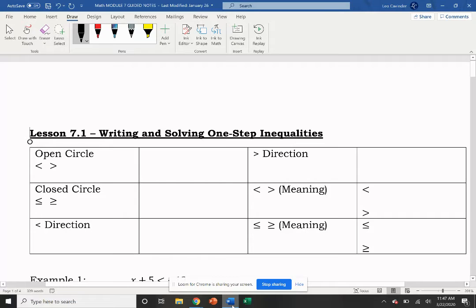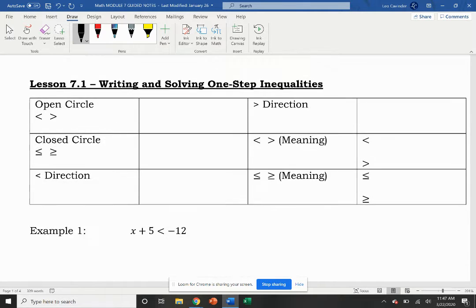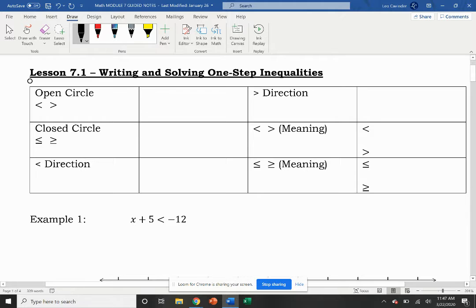We're going to be talking about lesson 7.1, starting a new module, and this is writing and solving one step inequalities. So I hope you have an idea from before of what an inequality is, but we're going to be reviewing them here. So first, where do I want to start?